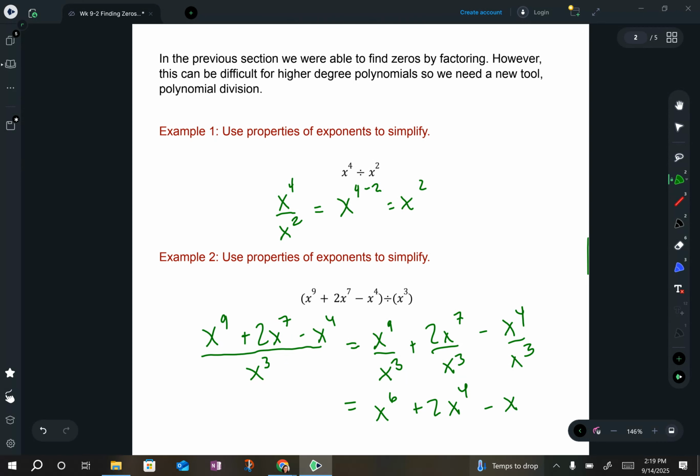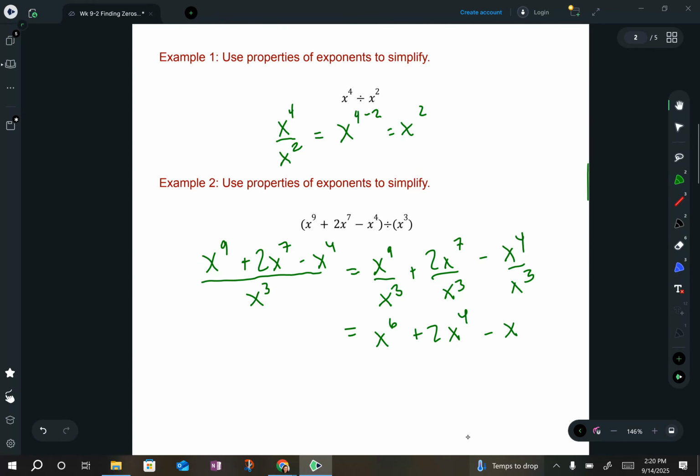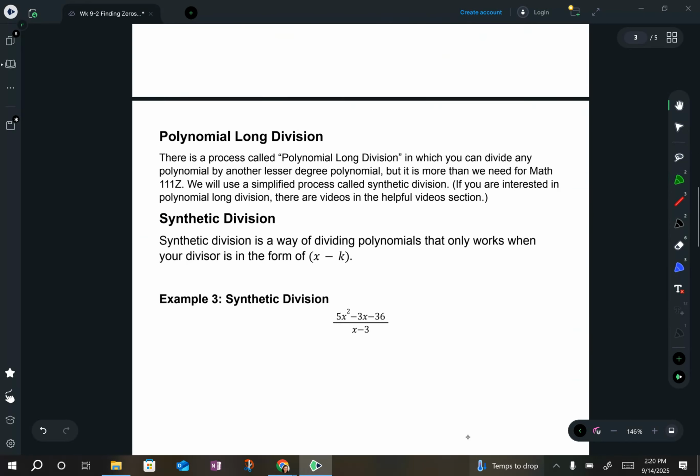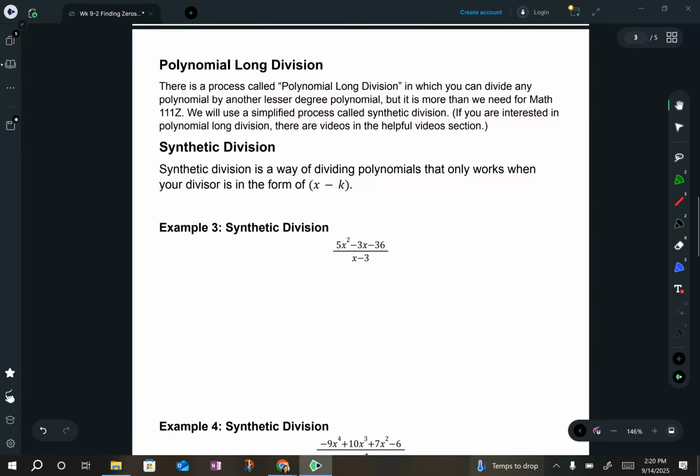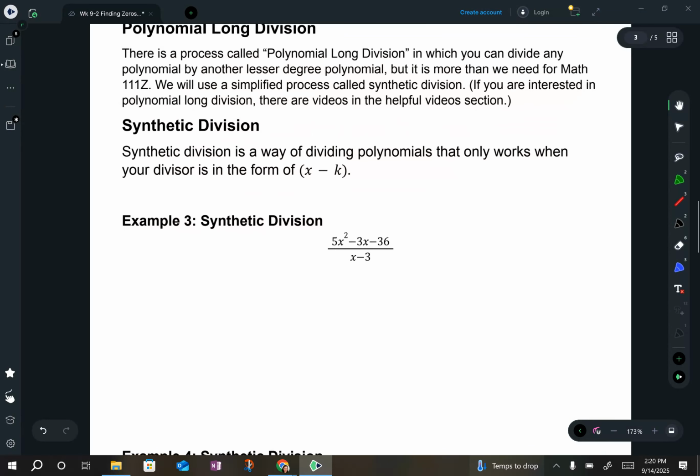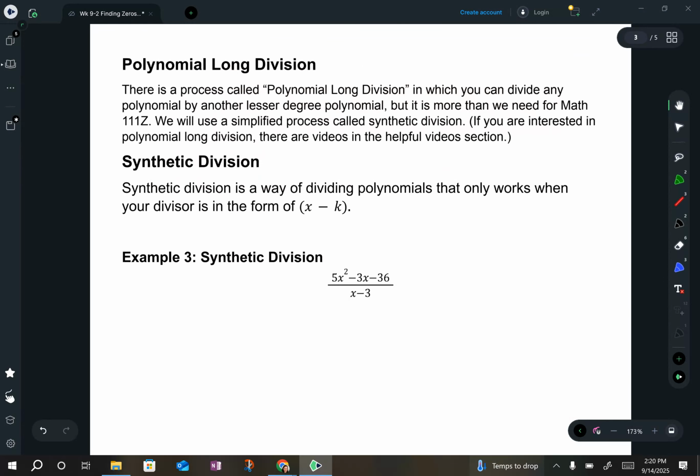So if the denominator, when we're dividing, is just a single variable, we can use properties of exponents to simplify. But if it's a longer polynomial, we have to have a new tool. So just a word about polynomial long division. We won't be doing that in our class. If you like that and have done it in other classes, that is fine. I'm not going to stop you. There's also some videos on that in the helpful video section of our Canvas. However, we're just going to be using synthetic division in this class. So synthetic division is just a way of dividing polynomials when the divisor is of the form x minus a number. So if you're dividing off a single linear factor.